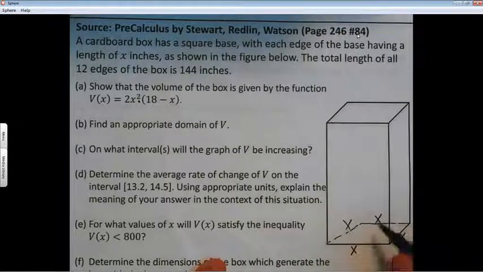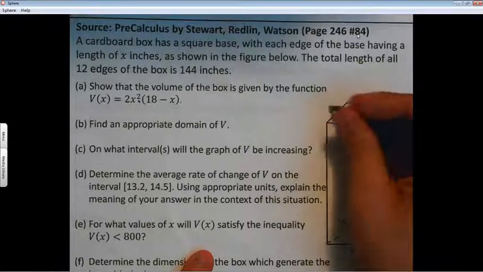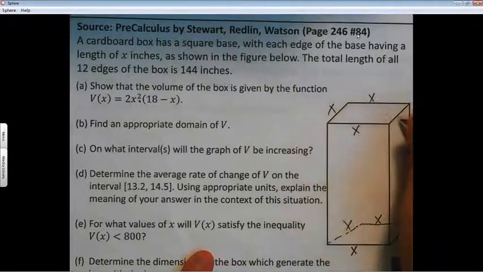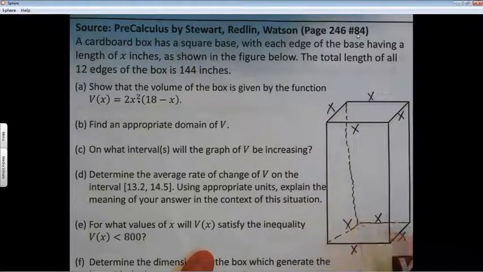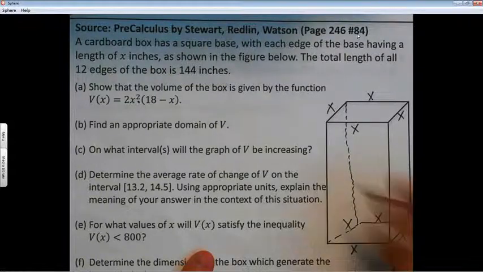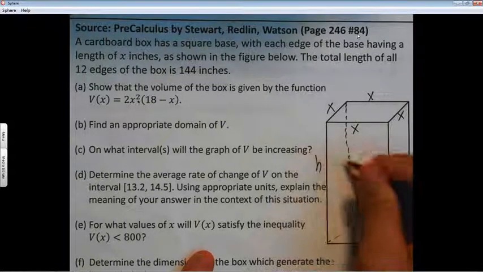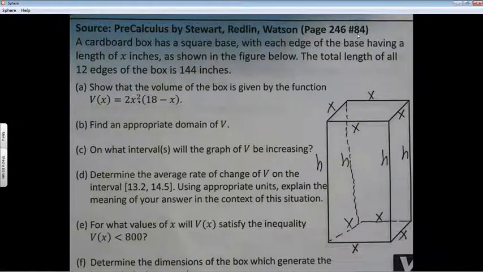The total length of all 12 edges of the box is 144. So since we have a square base, we've got x, x, x, and x. That is also going to be the length of the top. And then we also have the four sides. This one in the back is invisible, or at least it's invisible from our perspective. So we have x, x, x, and x. And I'm going to represent the heights as h, h, h, and h.